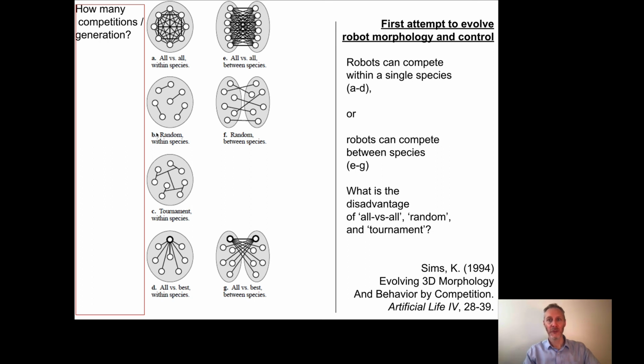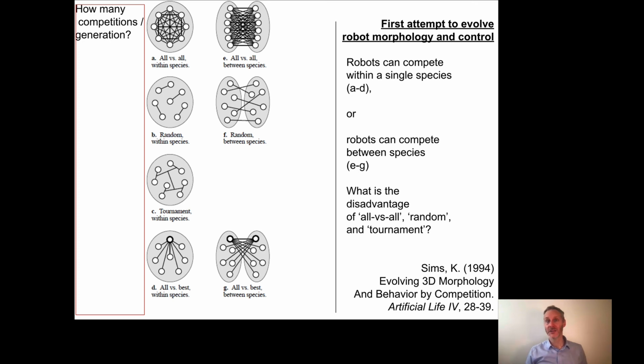Logan says for B it's n over 2, right? And for A it's n times n minus 1 divided by 2. Exactly. Okay. What's the problem with all versus all? This is not actually what Sims ended up using. He ended up using D, which we'll talk about in a moment. What's the problem with A?